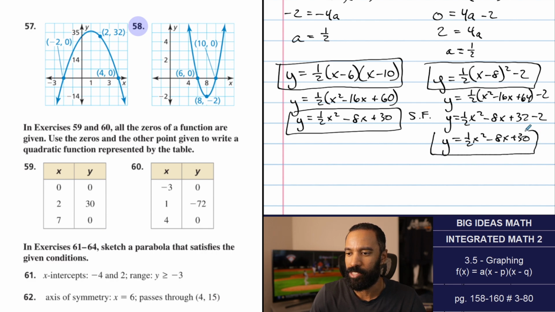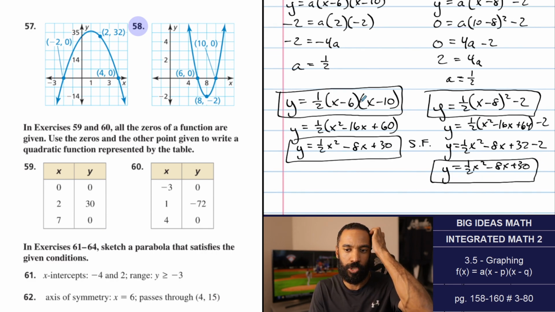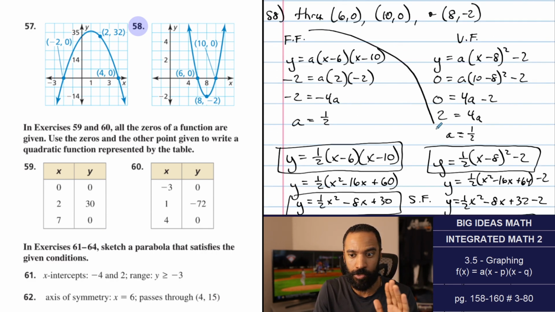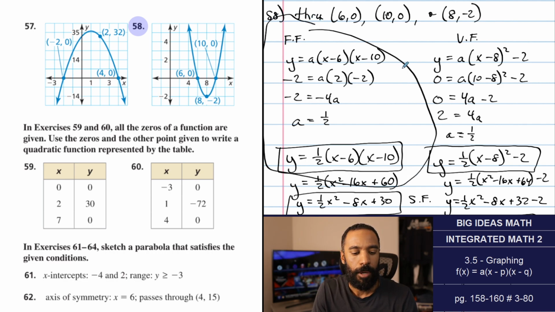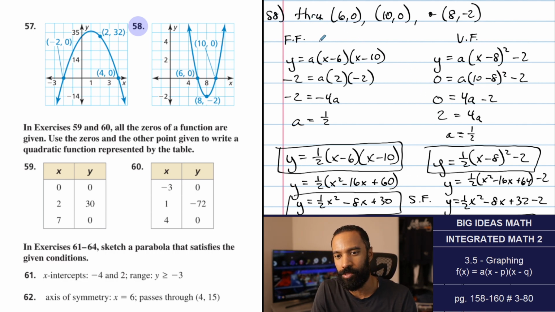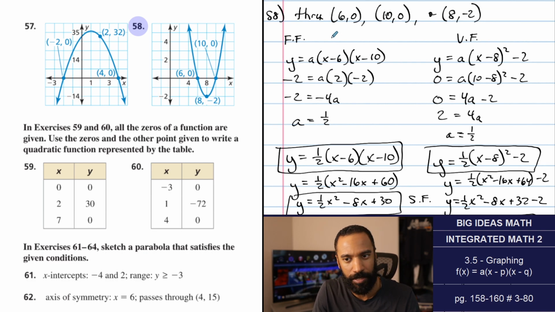So standard form, we get the same answer regardless of which one we do. They only really wanted factor form. I could have used this and stopped right there. It would have been good. But showing that it's the vertex means we could have used that. But hey, this is a factor form section. They probably wanted you to use that one. But they gave me a vertex.